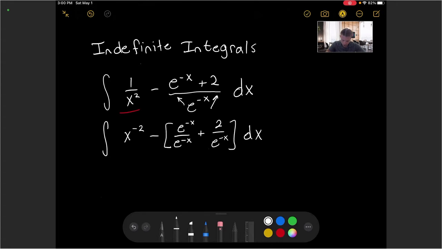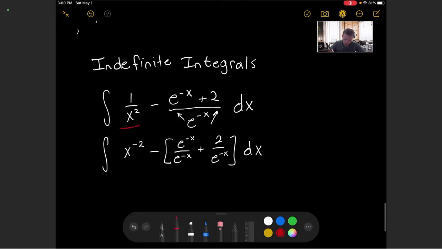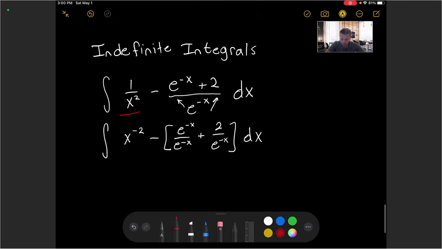We'll see some nice things happening here in the second term. e to the negative x and e to the negative x will become just 1. And then I can bring the e to the negative x into the numerator and write it as a positive power when I rewrite for a final time.